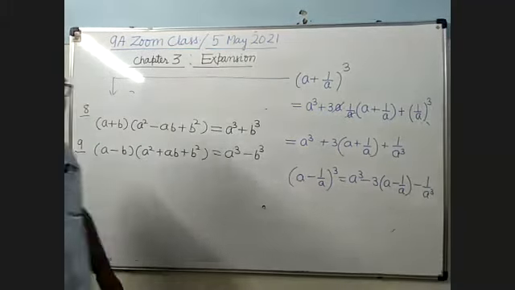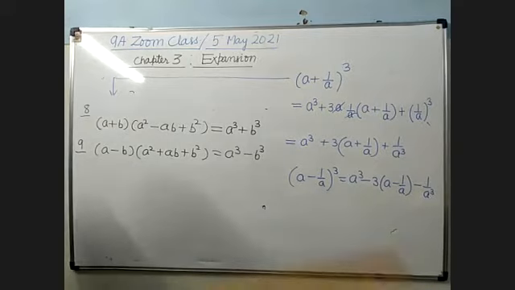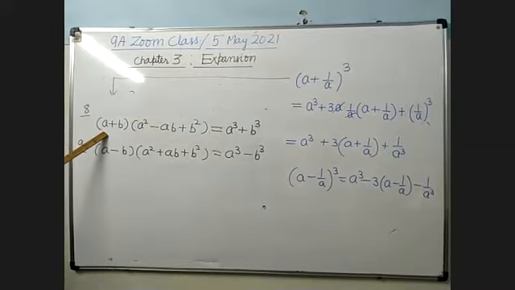Is it clear? This we can learn in the other way also. Factors of a cube plus b cube. What will be the factors of a cube plus b cube? It will be a plus b in one bracket. In the other bracket, a square minus ab plus b square.